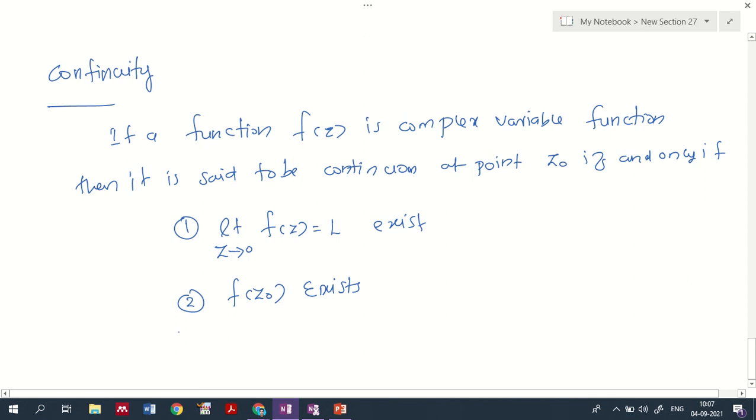And what it means is that limit z tends to z0, f of z should be equal to what? It should be equal to f of z0. Okay, then only we can say that f of z0 exists in this case.